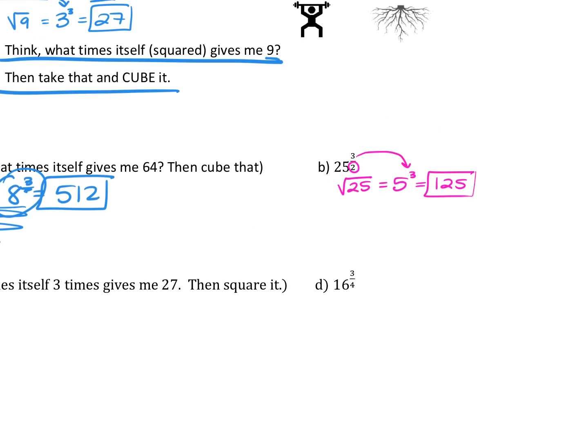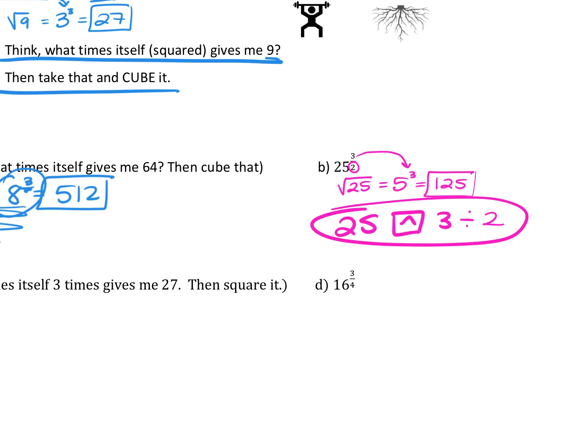If you then want to just plug into your calculator 25 to the 3 divided by 2, right? This will give you the final answer. You may do that to check it. I just don't want that to be your first step, okay? I want to see how you got there.